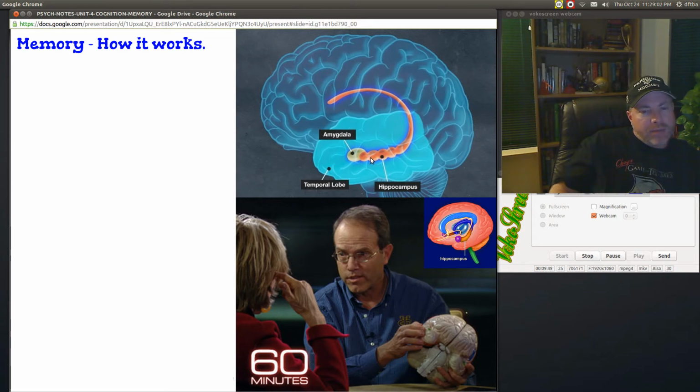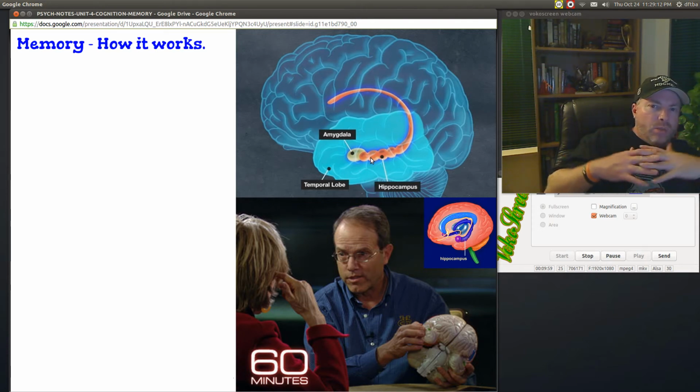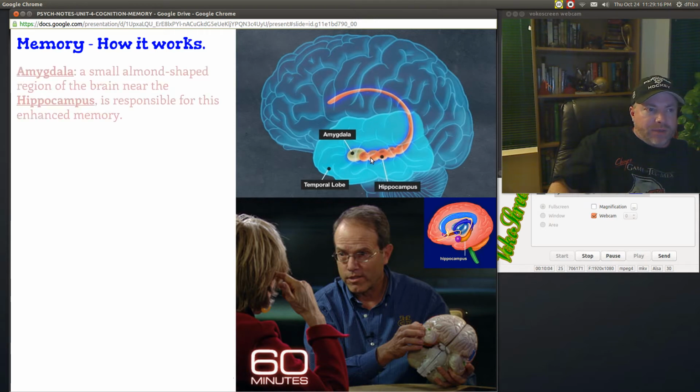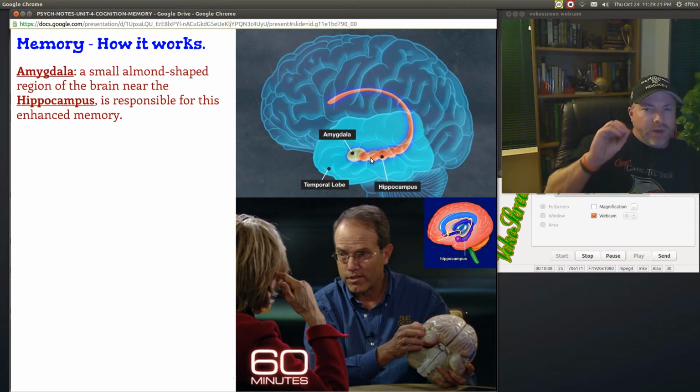So how does memory work? Larry Cahill and James McGaugh have made some big breakthroughs, of course piggybacking off the work that others have done before them, but they have extended things for sure, like the amygdala and the hippocampus, 2 areas that they've focused in on. The amygdala is the small almond-shaped region of the brain near the hippocampus. You can see it labeled there really pretty well in the videos.